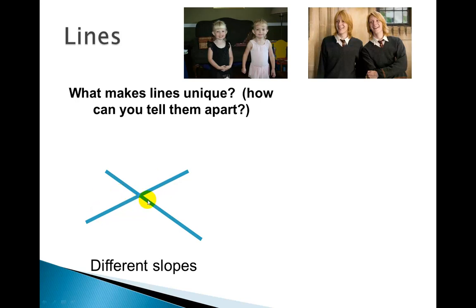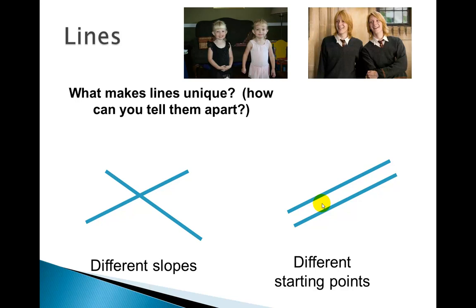Okay, so we've got different slopes here. What makes these two lines different? They have the same slope, but yet they're clearly not the same line. So what's making these two lines unique? And that would be their different starting points. So they have a different y value, and once you start at different points and then have the same slope, you're always going to have two different lines. Just like railroad tracks, they're never going to cross.